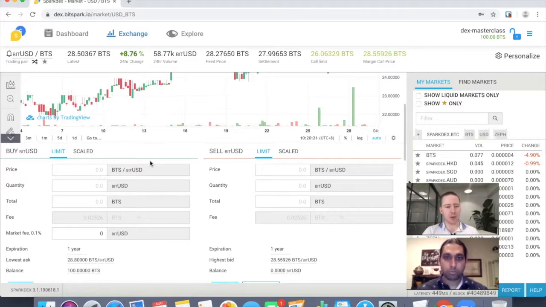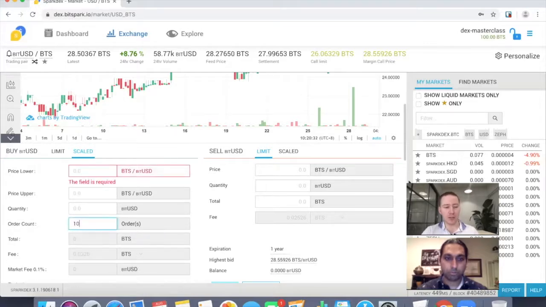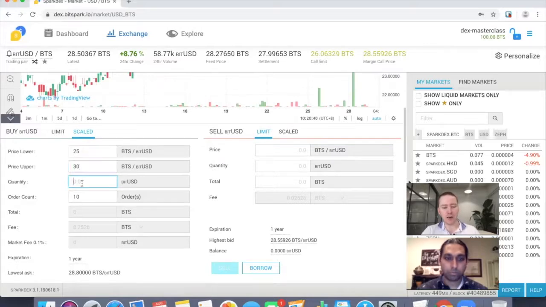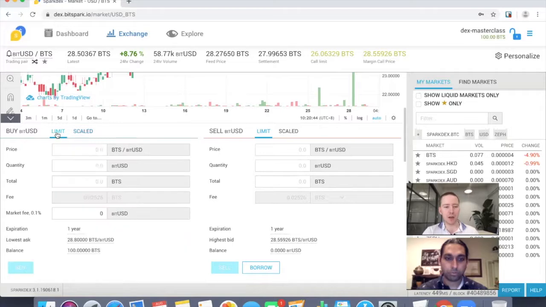But there's also some pretty cool little functionality here and there for traders. So there's a thing called scaled orders. So I can place an order, maybe multiple orders. I can place 10 orders all at the one time, at a price starting at 25 and ending at 30, a quantity there of 20 or something like that. So that's a cool little thing. We won't get too much into that today.